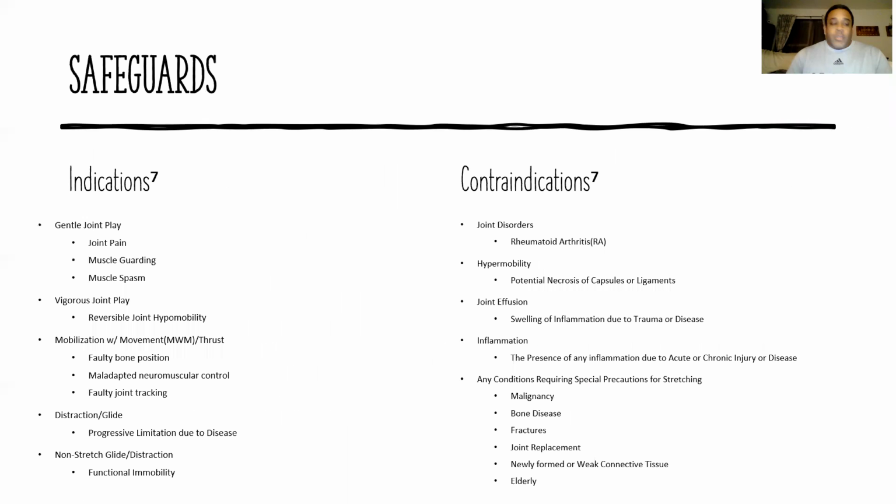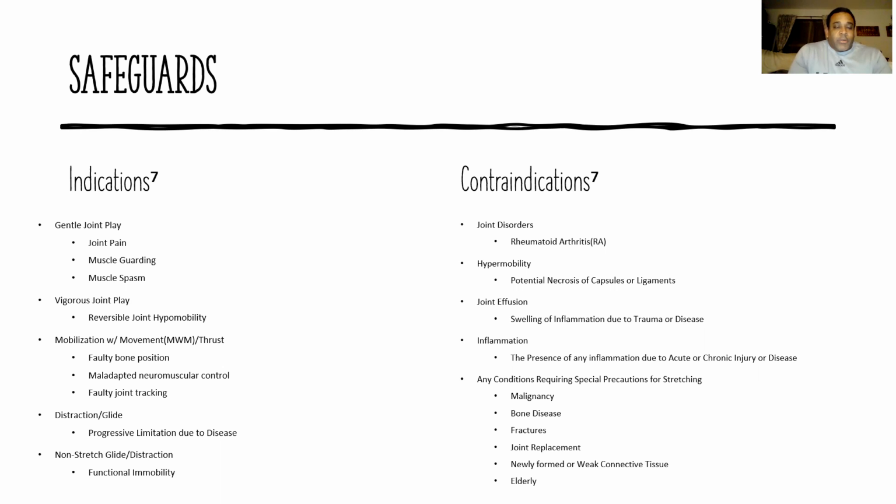All right, principles. So safeguards, some indications for the use of joint mobilizations and manipulations for gentle joint play. So for that grade 1, maybe grade 2, any joint pain, any muscle guarding, any spasms, you can use the grade 1, maybe grade 2 of those joint mobs.